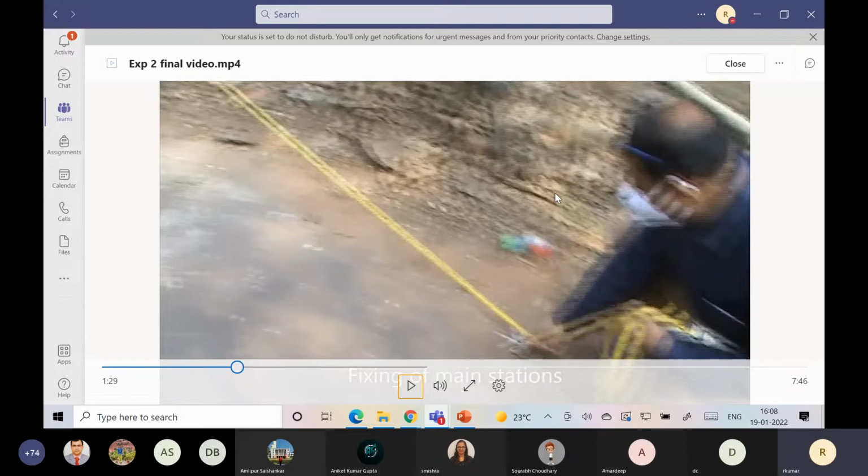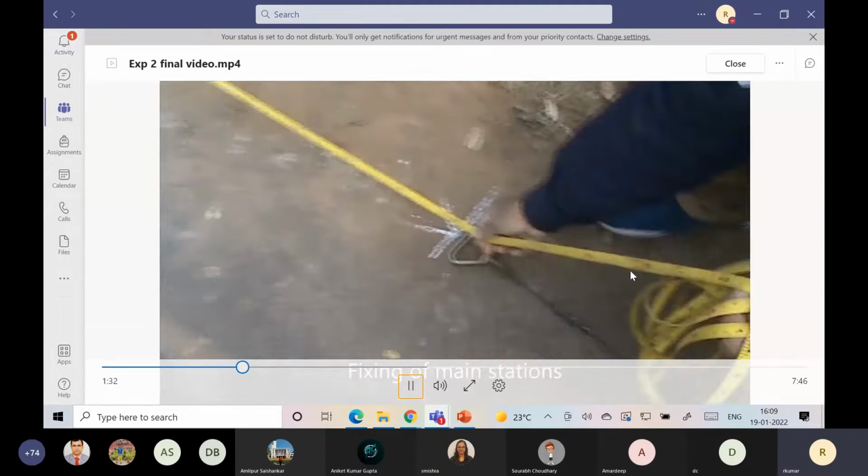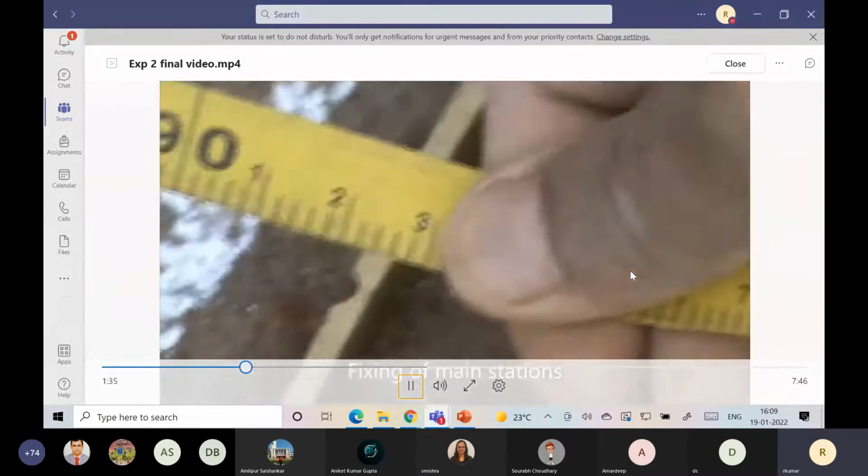Now next will come the fixing of the main station. We are showing only the A and B line. How to fix station A, the main station? Please see this. This is station A. We are making the fixing, and this is one measurement.